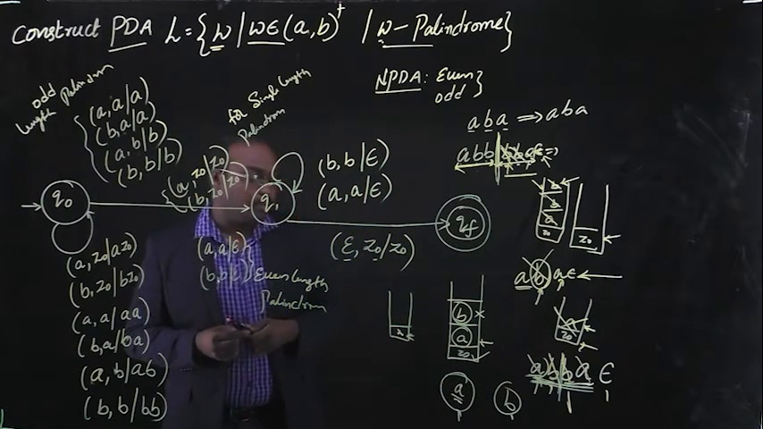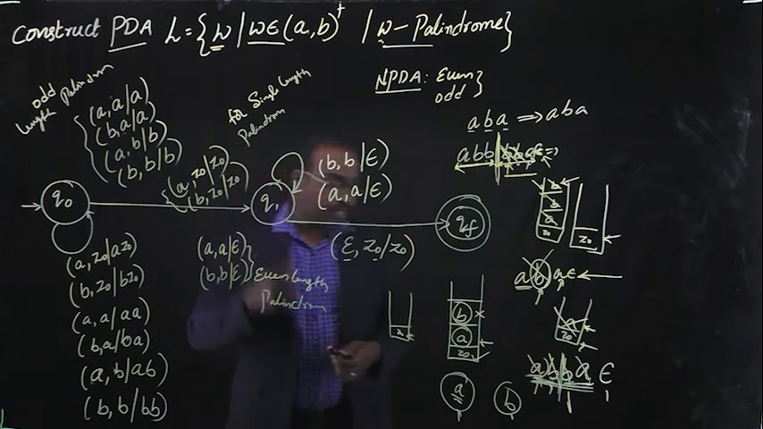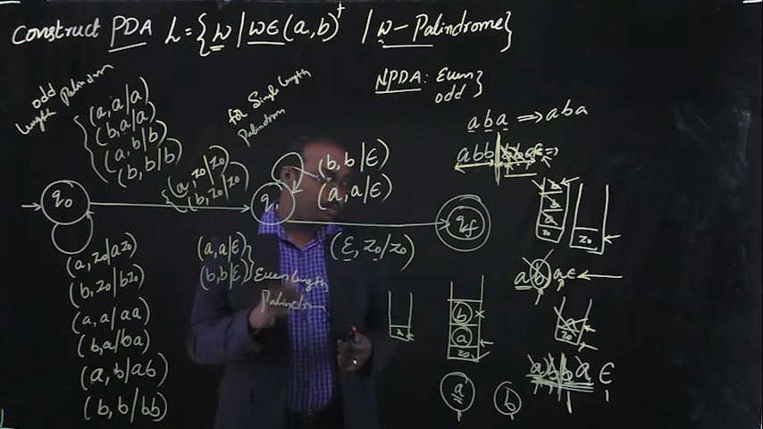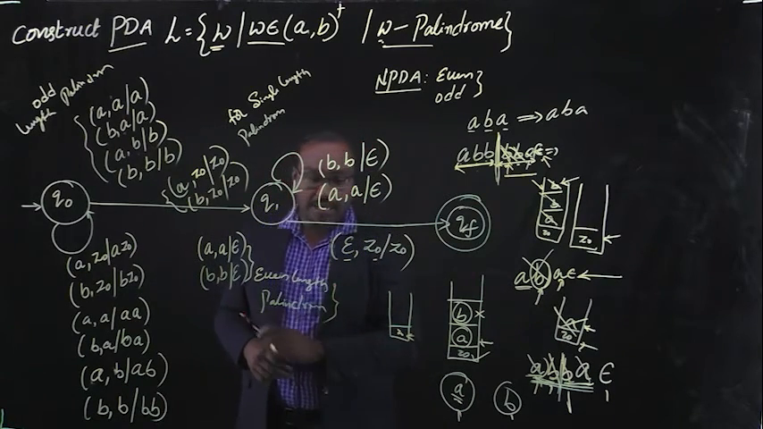Then we should pop that element from the stack. If the input is A, then we can remove that element from the stack. If it is B, then remove that element also from the stack. So this is for even length palindromes.